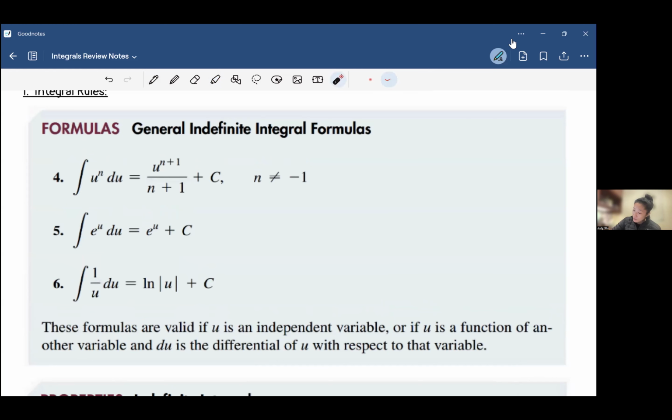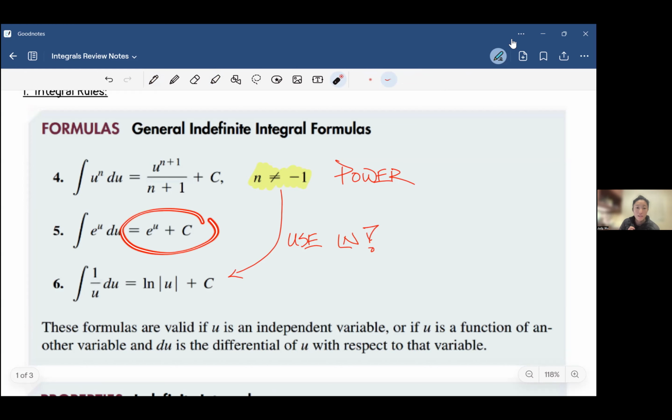We've got our good old power rule over here. What's important to know about this power rule is that it is fine and good for all powers of x with one exception. Anytime the power is -1, that is not something we can use the power rule for. In this case, we actually want to use our natural log. And then hopefully we remember the integral of e to the u is just e to the u.